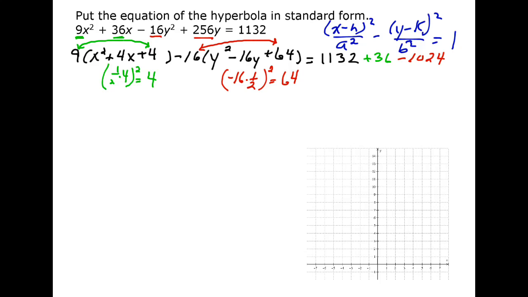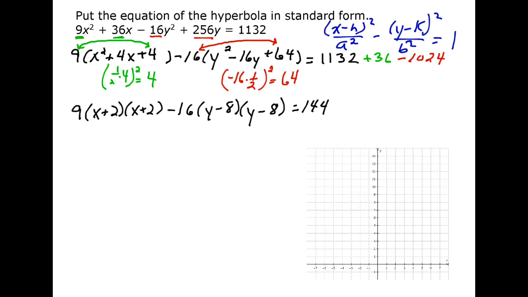Well, what does that give us then? That gives us 9 times (x plus 2) times (x plus 2) minus 16 times (y minus 8) times (y minus 8). And on the right, 144. So we completed the square. We now have 9 times (x plus 2) squared minus 16 times (y minus 8) squared equals 144.